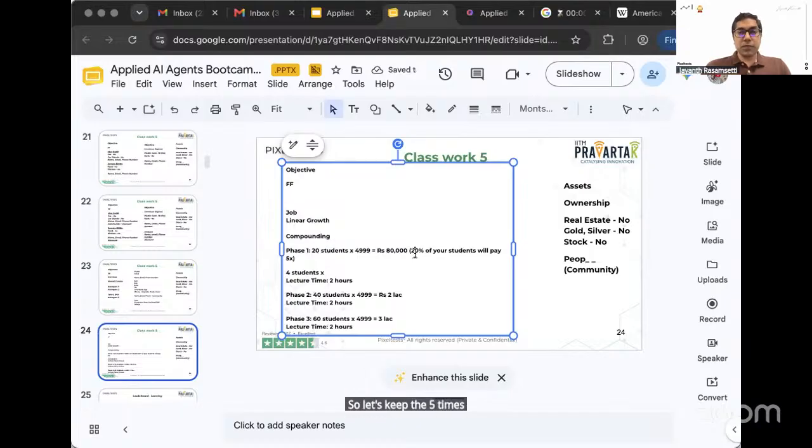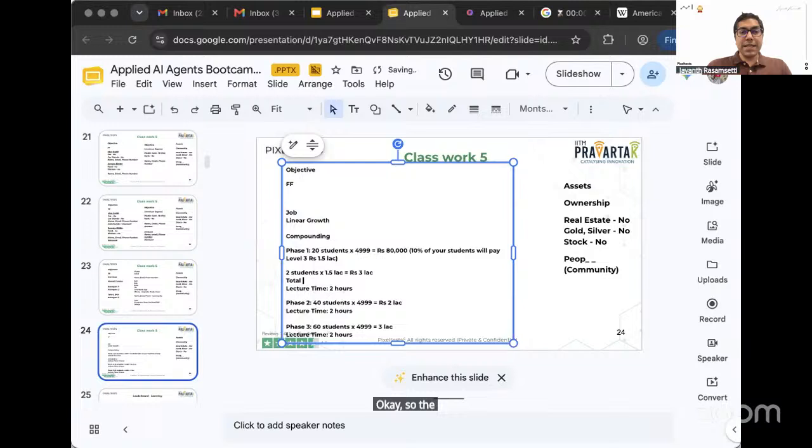Let's see. 1 second. 10% of your students will pay level 3. Your level 3 can be 1.5 lakh. Okay. So let's take 10%. 10% of this is 2 students. 2 students will pay 1.5 lakh, which is equal to 3 lakhs. Okay. So the total you can collect is 3.8 lakhs.